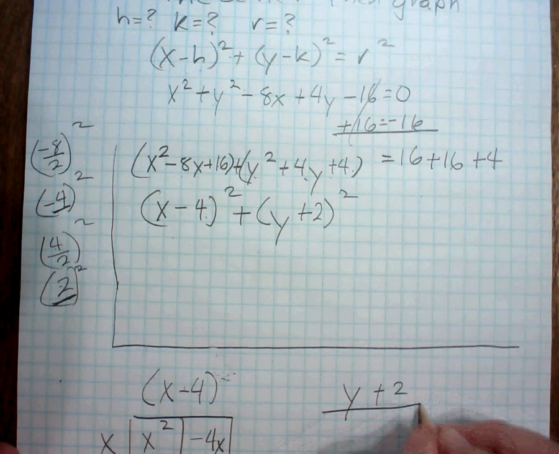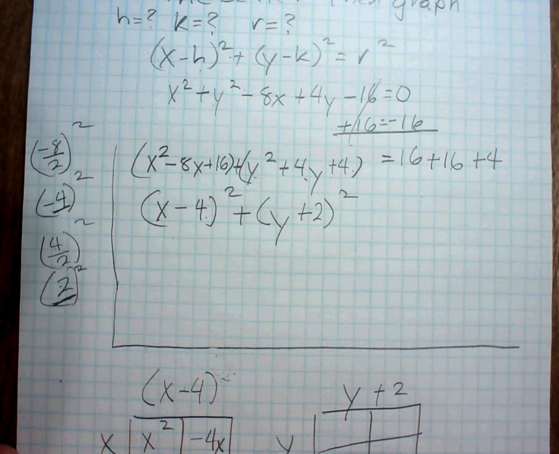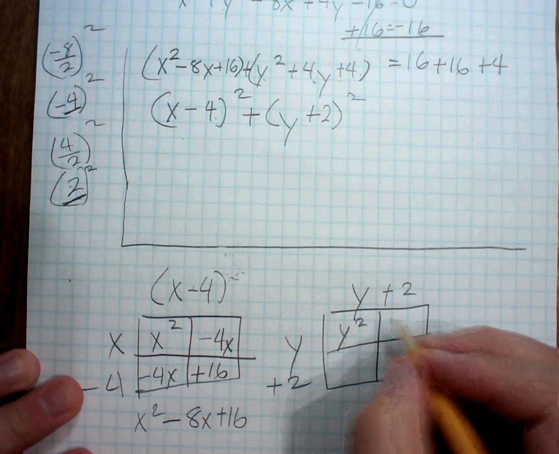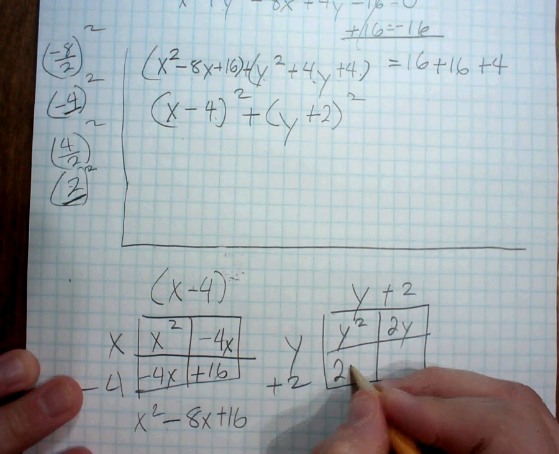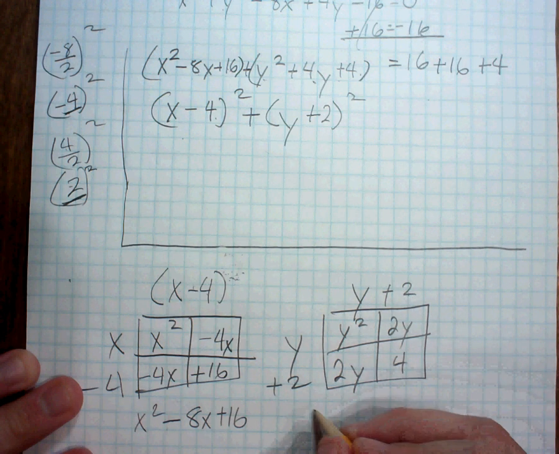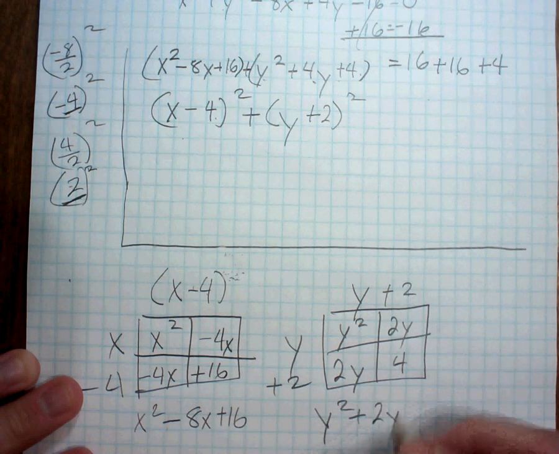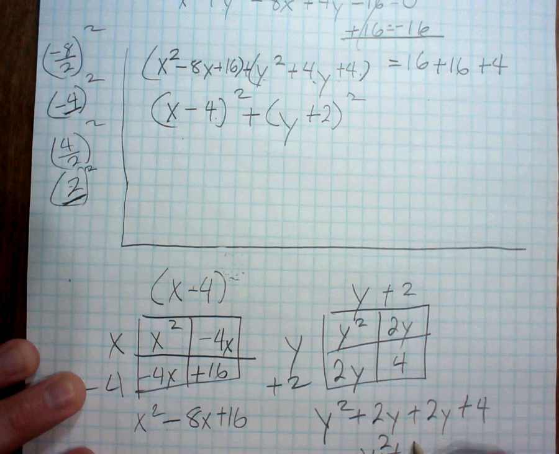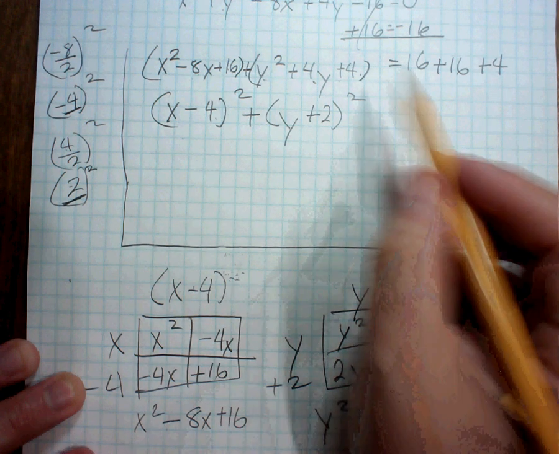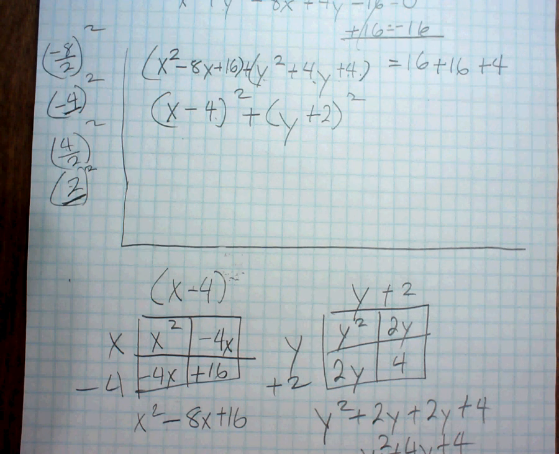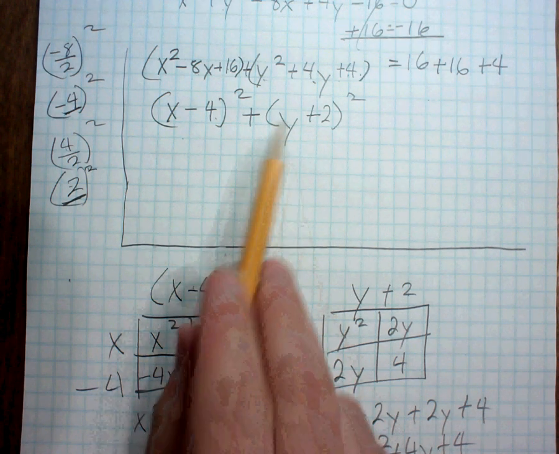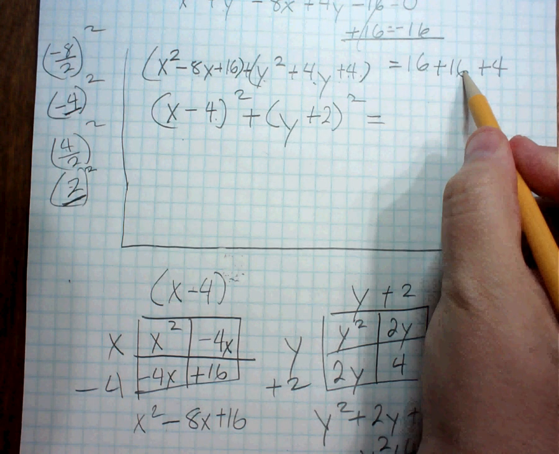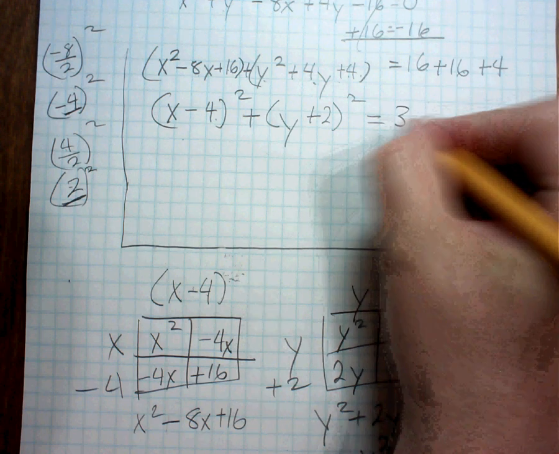y plus 2 times y plus 2, let me slide that up a little bit. I get y squared, 2y plus a positive 2y, and then 2 times 2 is 4. So I get y squared plus 2y plus 2y plus 4, which is y squared plus 4y plus 4. So I purposefully picked out this 4 and added it so I could break it down and make it look like this. Now over here I've got 16 plus 16, which is 32, plus 4 is 36.